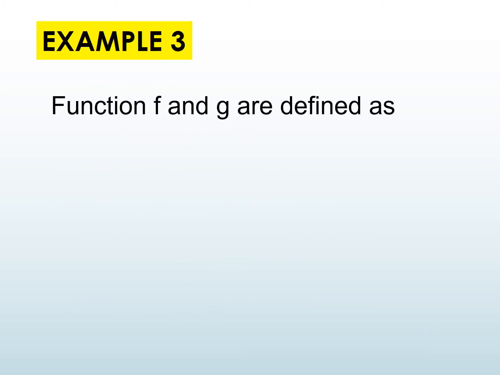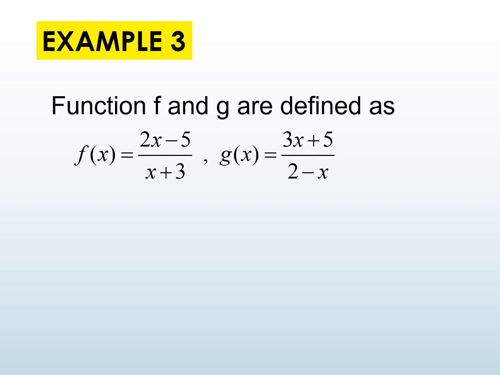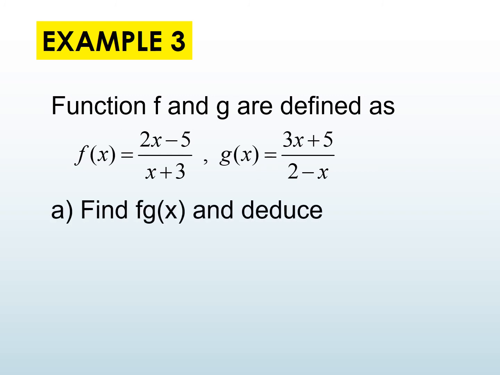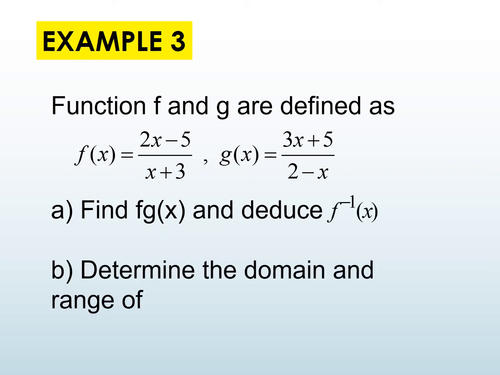Let's look at example 3. Functions f and g are defined as f(x) equals 2x minus 5 over x plus 3, g(x) equals 3x plus 5 over 2 minus x. Both f(x) and g(x) are rational, reciprocal functions. Find f(g(x)) and deduce f inverse. Determine the domain and range of f inverse.